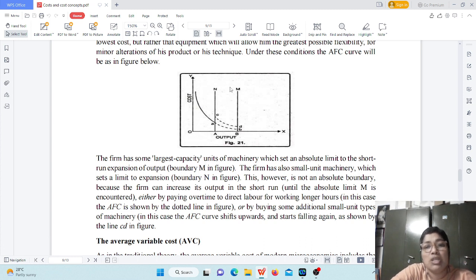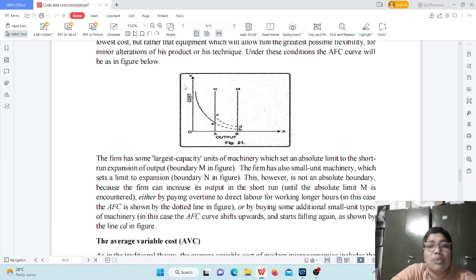It sets an absolute limit, and it has also got a lower limit, which with a small unit of machinery, sets a limit to the expansion. So till here he can produce, he can also expand his output till M, and even after M also he can try to produce much more than that by paying overtime to the direct laborers, or by buying additional small units of machinery.